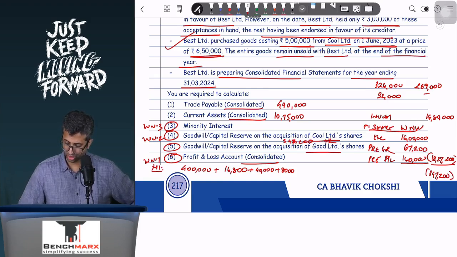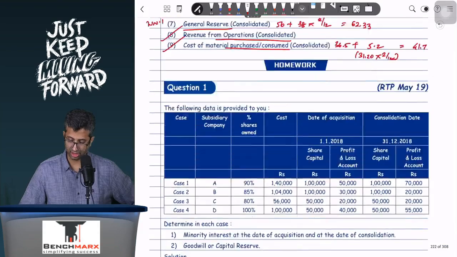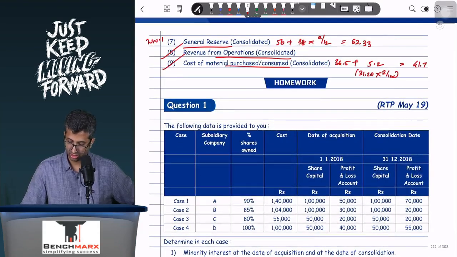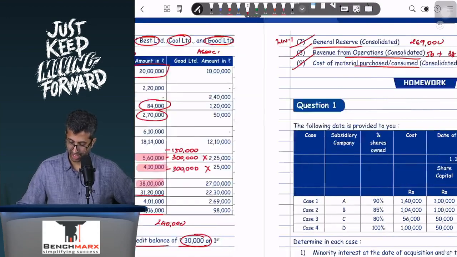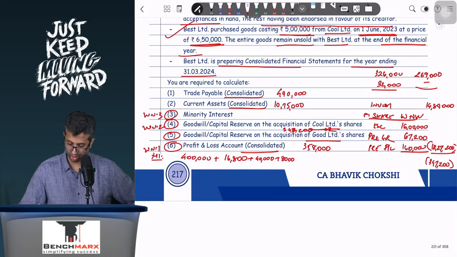Next, when you look at your consolidated profit and loss account, 326 plus 32, 358. Nothing from the associate. And general reserve 269. Again, nothing from the associate. Sorry, this is 269. And then when you calculate for minorities, this is what? 4,16,800, 40,000, 8,000, probably 464,800.